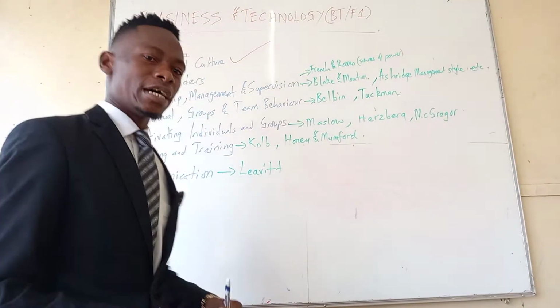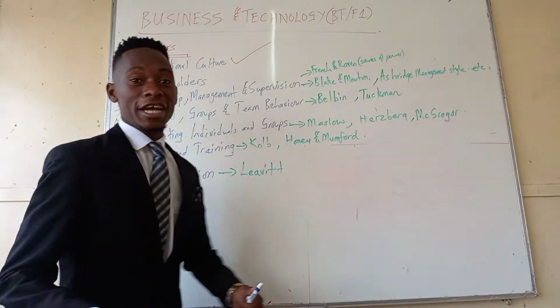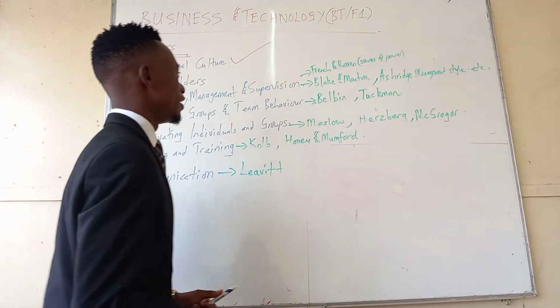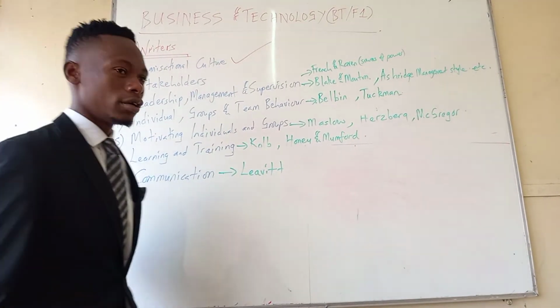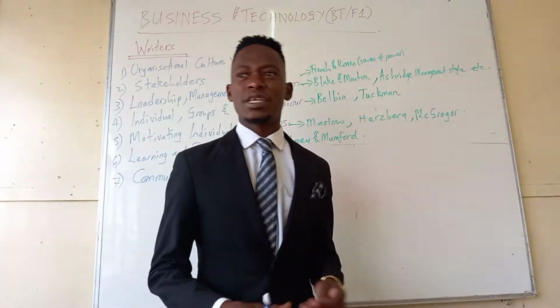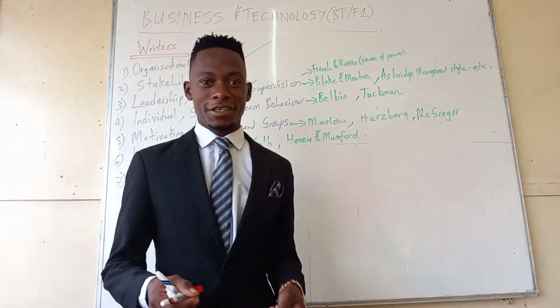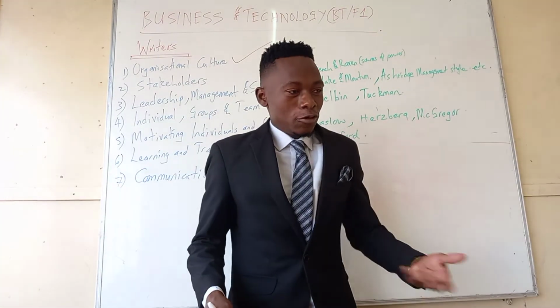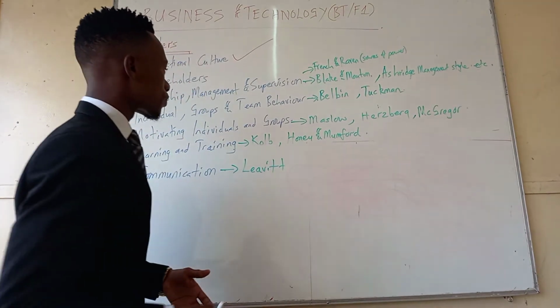Again, let's normalize the abnormal. We have number 3, leadership, management and supervision. Leadership, being a leader. If you are a leader, what do you do? There's a difference between a manager and a leader. A leader is someone who influences.